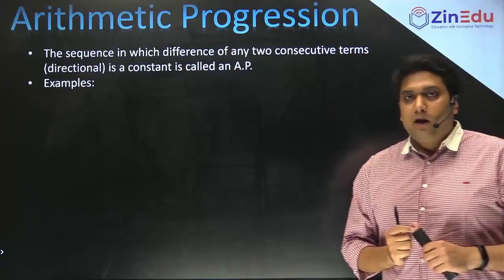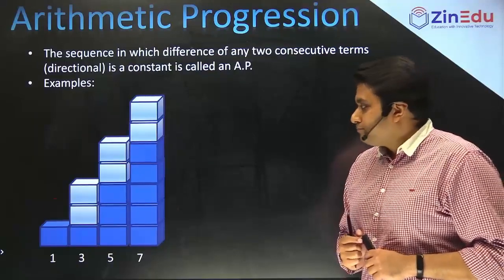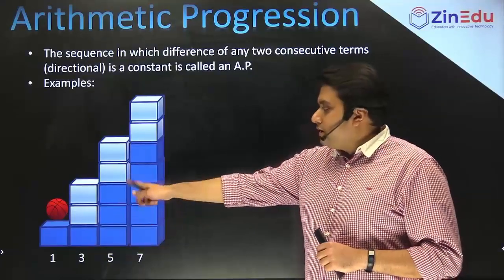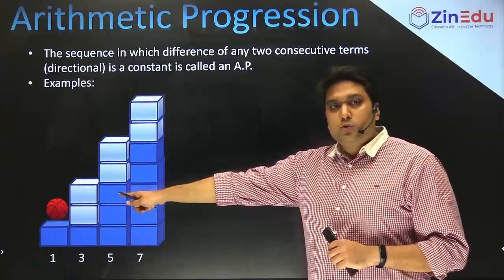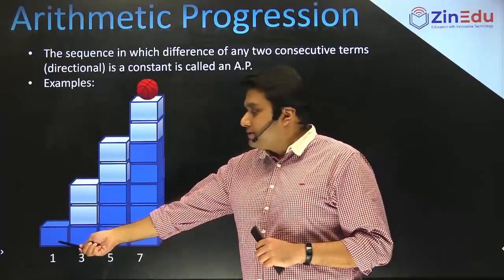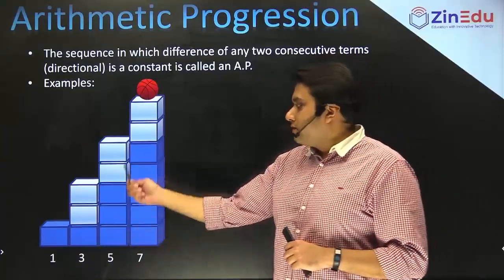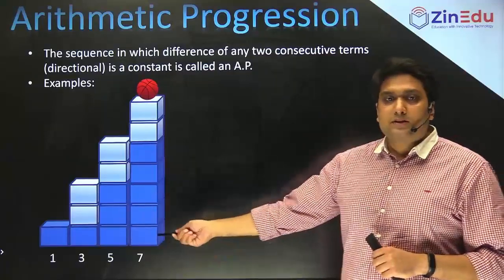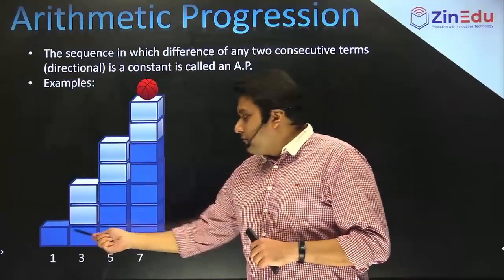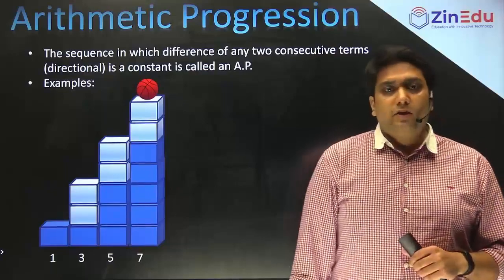So let us take an example of how we can see it. We have a ladder over here, and we can see a ball which will be climbing 2 steps in every case. In the first case, the ball is climbing a single step. In the second case, 3 steps. In the third case, 5 steps. In the fourth case, 7 steps. So what does that mean? Every step has been added with 2 more steps.